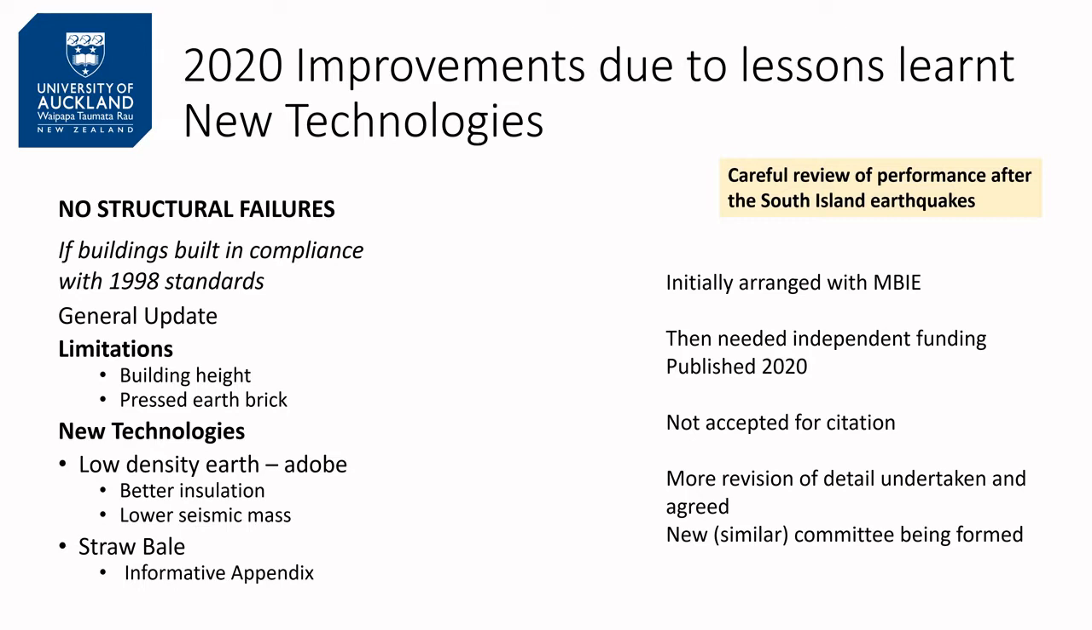And as was discussed earlier, we need to be improving the insulation because of the new requirements coming in through the MBE. And we also added in straw bale as an informative appendix. And straw bale, of course, is very good in terms of its insulation.